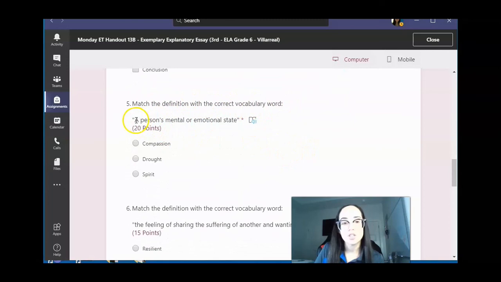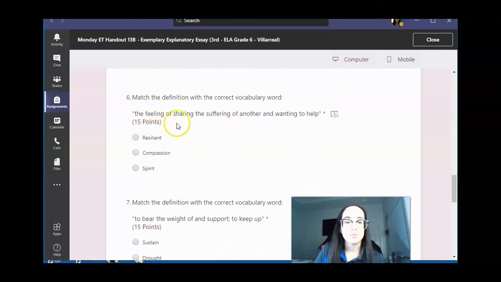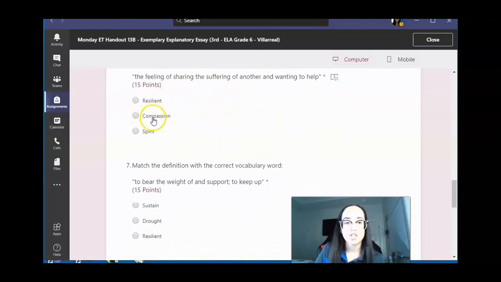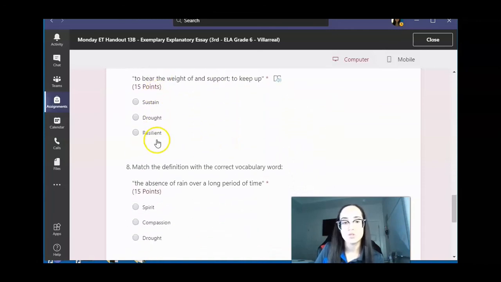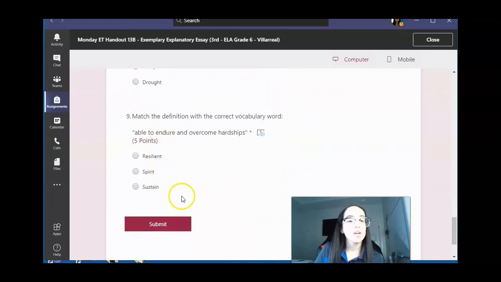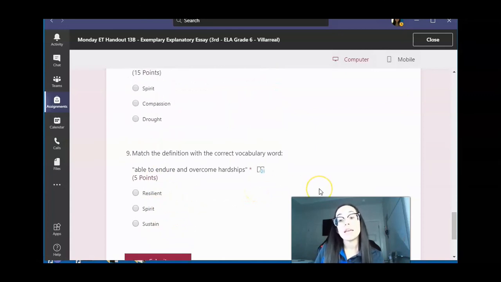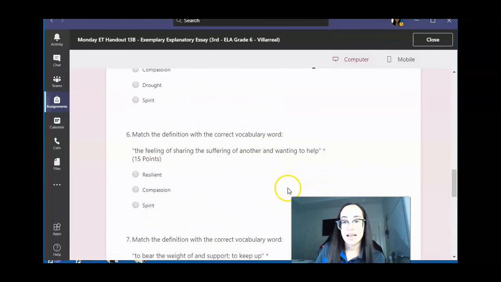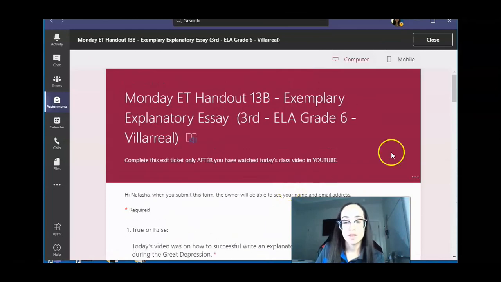Number 5, match the definition with the correct vocabulary word. The definition is a person's mental or emotional state. Same thing with number 5, you read the definition, you match it with its correct word. Okay, so this is going back to the vocabulary we learned today. I don't want to hear excuses. Well, miss, it was in Spanish. I didn't understand. Well, it was written for you in English as well, so there's no excuses, okay? Make sure you submit, and it should give you your score right off the bat. Alrighty?